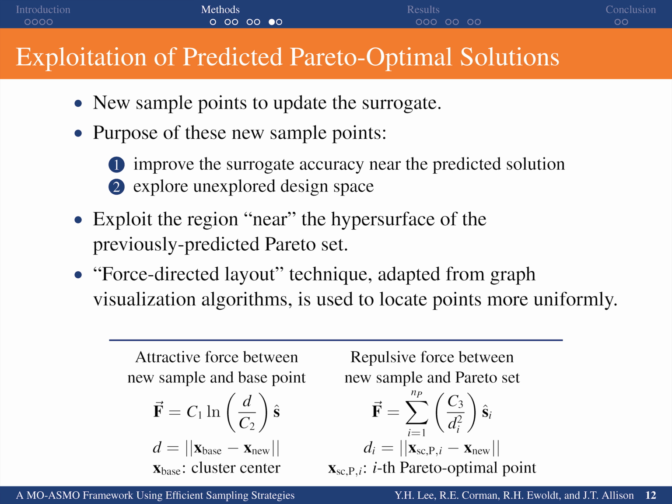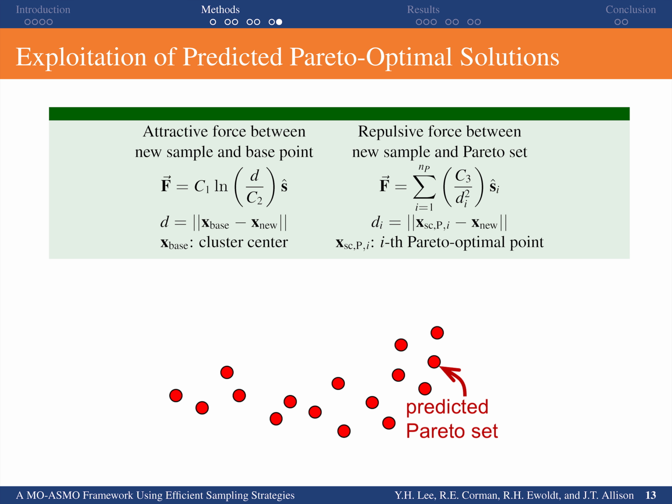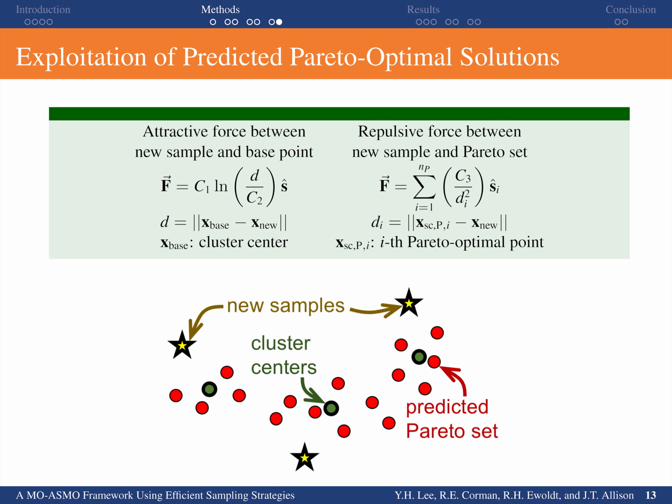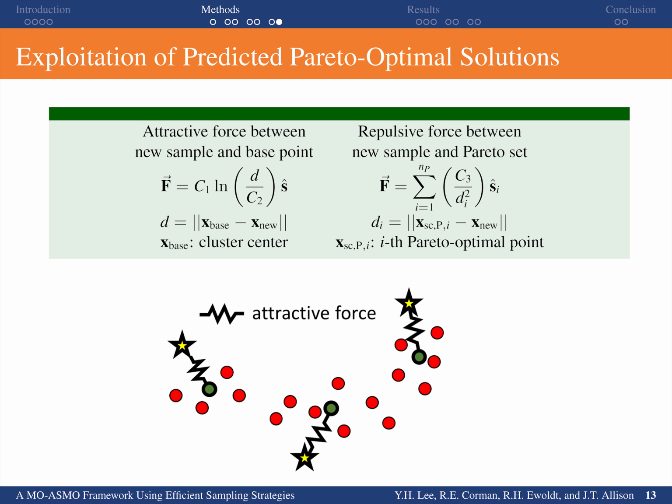Two types of forces are acting on the generated sample points, and virtual dynamics simulation is performed until the equilibrium of forces. First, these red circles represent the predicted Pareto set. Cluster centers are computed using K-means or another clustering algorithm, and a new sample is initially located near each cluster center. And then an attractive force is acting between each new sample and cluster center, while a repulsive force is acting between each new sample and all the predicted Pareto set.